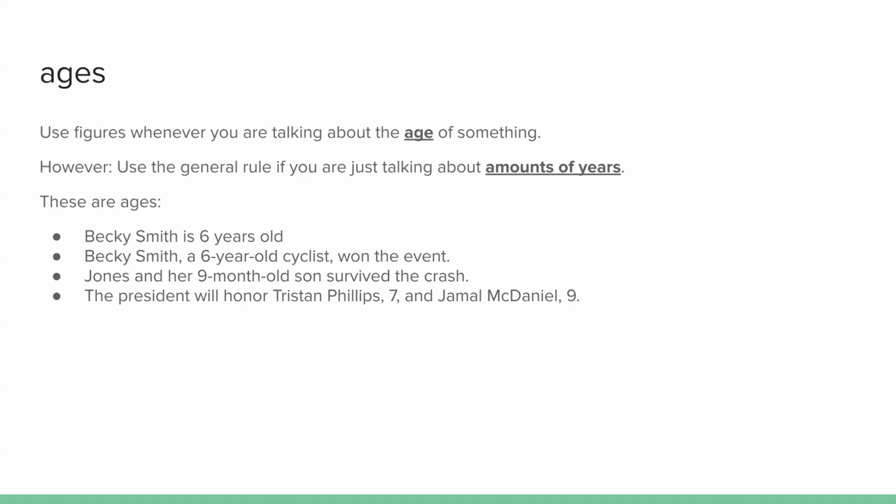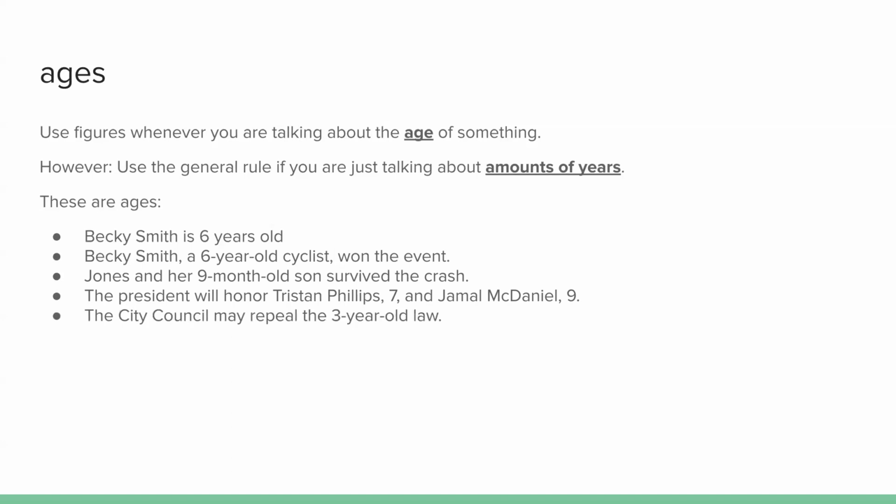The president will honor Tristan Phillips, 7, and Jamal McDaniel, 9. So notice we didn't use the words years old or age 7 or age 9, but there is a specific understanding in English, and this is not an AP style thing, this is an everywhere thing, that when you have a name of a person and a comma and a number after it and another comma, the connotation there is that that's their age. It's not describing their height or their weight or anything else about them, it's their age. We see that and we just sort of understand it, okay?